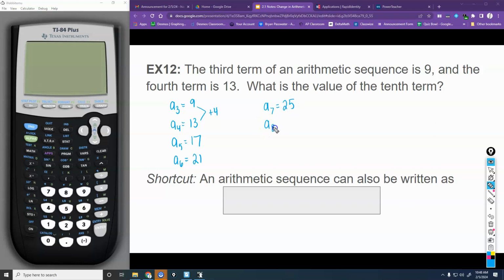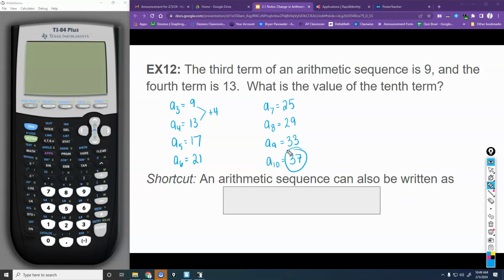A sub 8, I keep saying "to the," that's incorrect, a sub 8 is going to be 29. A sub 9 is going to be 33. A sub 10 is 37. If you are one of the 37 people, you are correct. Good job.